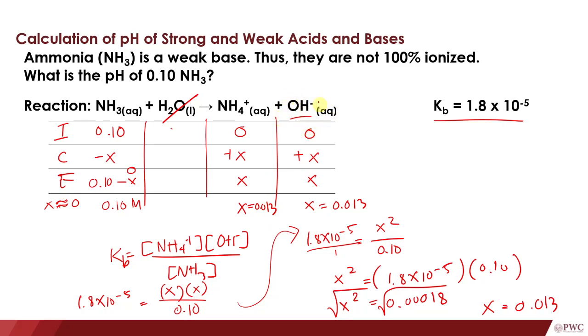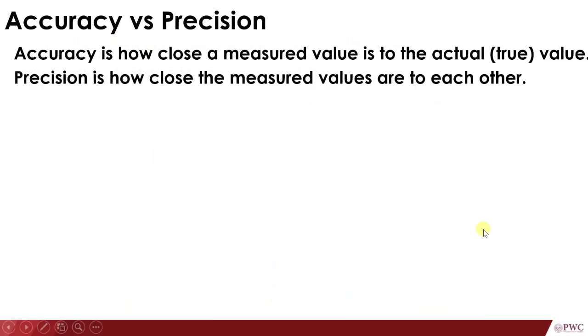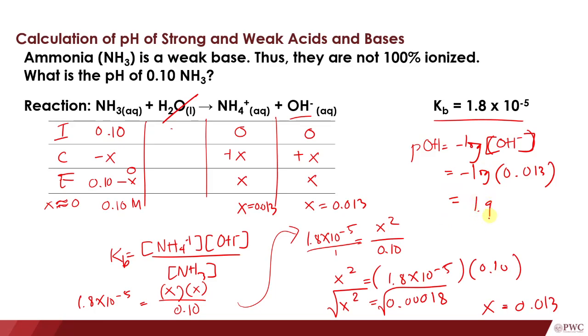So from our OH concentration, we can now compute for our POH. POH is the negative log of the concentration of our OH minus. Our OH concentration here is equal to 0.013. Then if we solve this one, the negative log of 0.013, let's get the log of this, is equal to 1.9. So the POH here is 1.9.